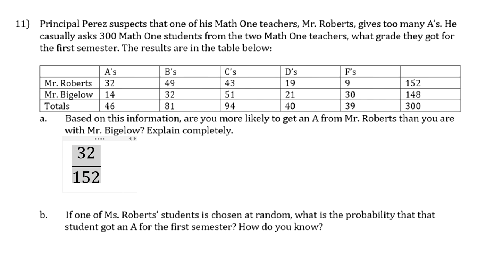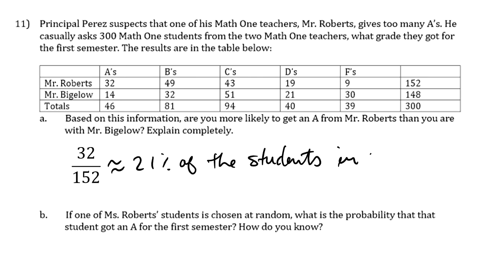Let's see, in this program, I think I could just hit draw, hit math, and ask it to evaluate it. Well, it reduced that to 4/9. So what I'm looking for is what that is as a percent. If I look at 32 divided by 152, it ends up being about 21%. So I would say that about 21% of the students in Mr. Roberts' class got an A.